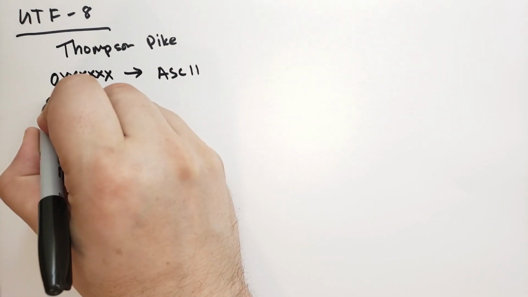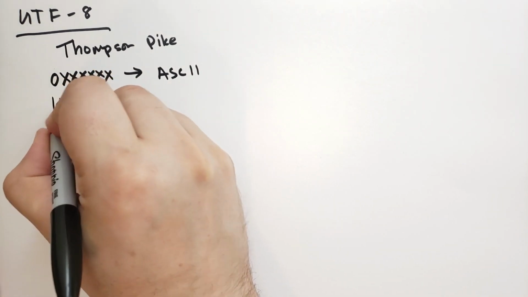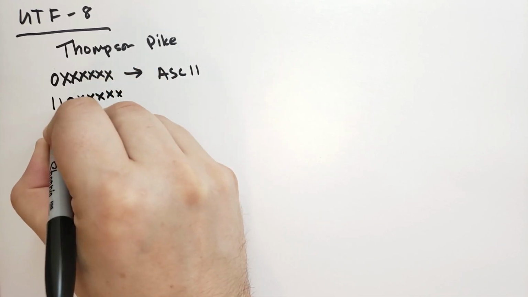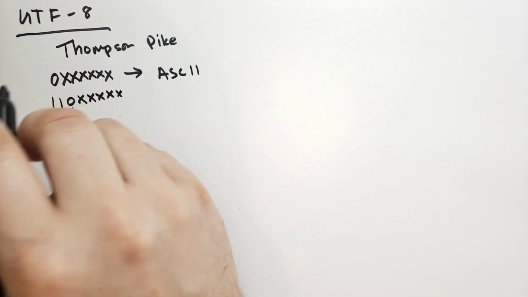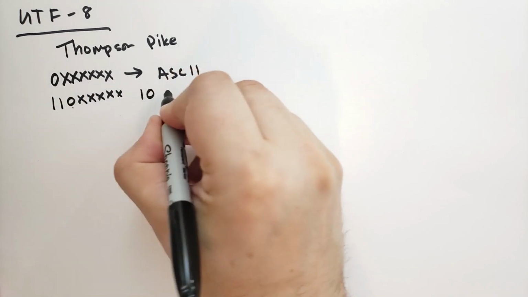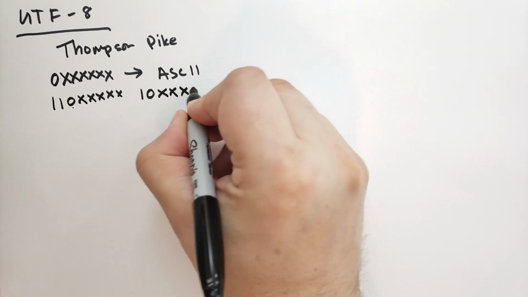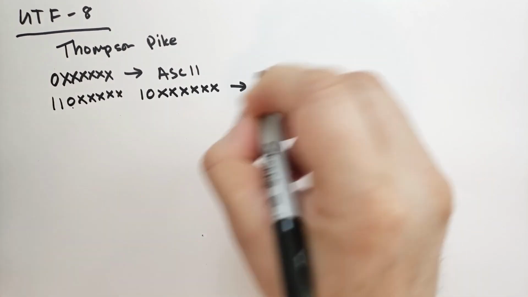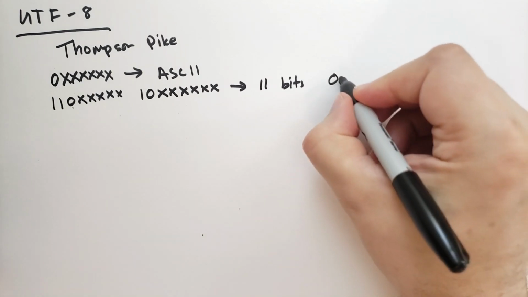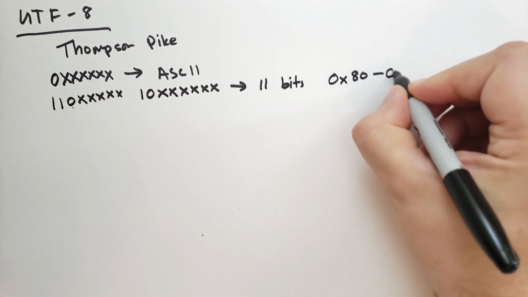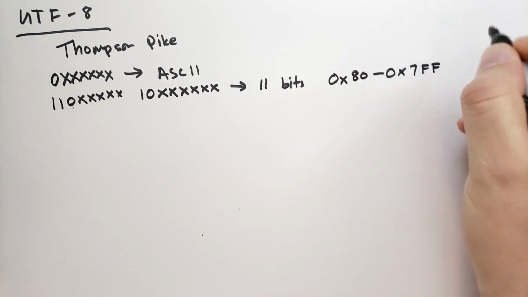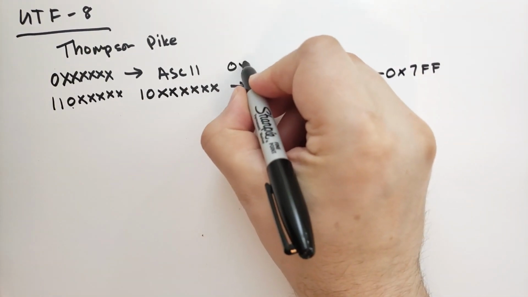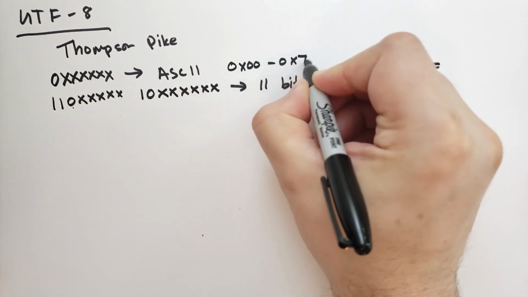However, if you have 1 1 0 followed by 5 bits, and then the next byte is 1 0 followed by 6 bits, that gives you 11 bits to work with, which can represent 0x80 to 0x7ff. So this is 2 bytes encoding 1 Unicode glyph. Really quickly, the single byte form is 0x00 to 0x7f.